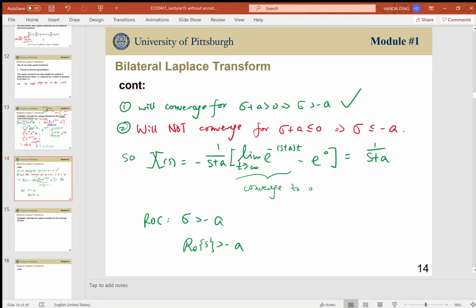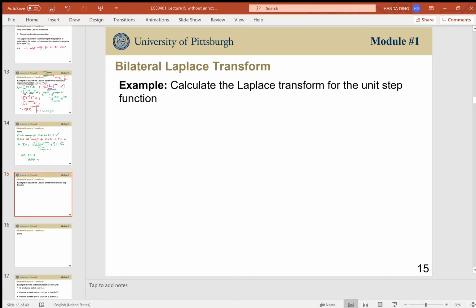So let's do a quick example on the unit step. How about talk to your neighbors for 3 minutes about this guy, how to do the Laplace transform of the unit step. So this is just a step function, and I put the equation up for you. All right, 3 minutes.